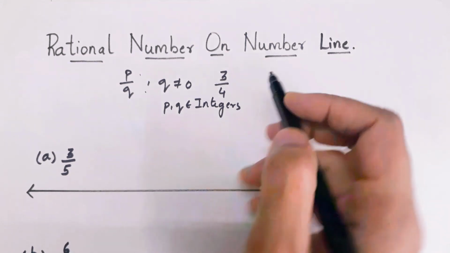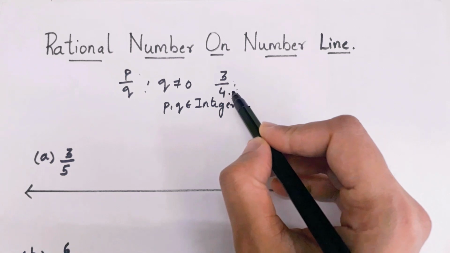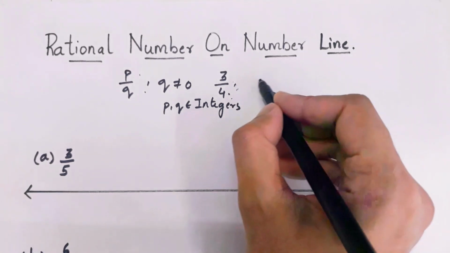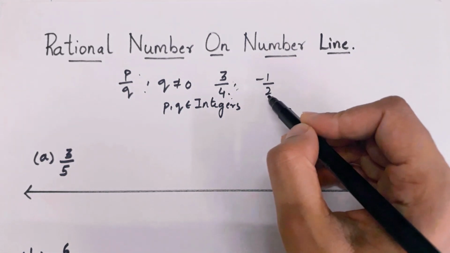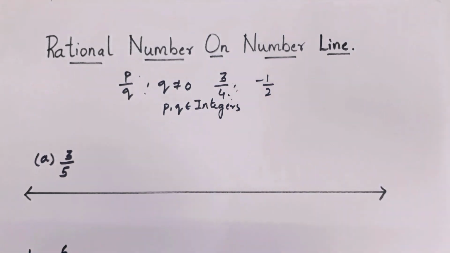They both are integers. For example, 3 upon 4, where 3 and 4 are integers and q is not equal to 0; 4 is not equal to 0 here. Similarly, minus 1 upon 2. Here minus 1 and 2 are integers and the denominator is not 0. So this kind of number is called a rational number. I'm going to give you four examples today of how to plot them on a number line.